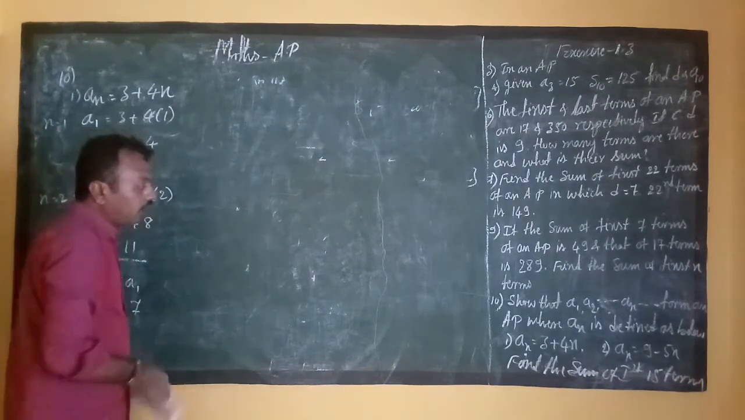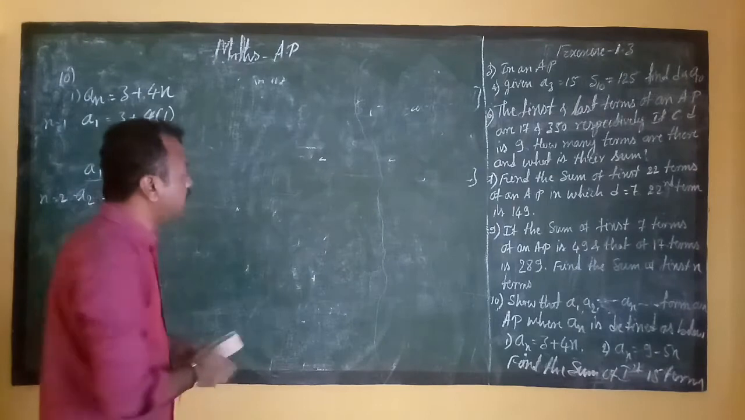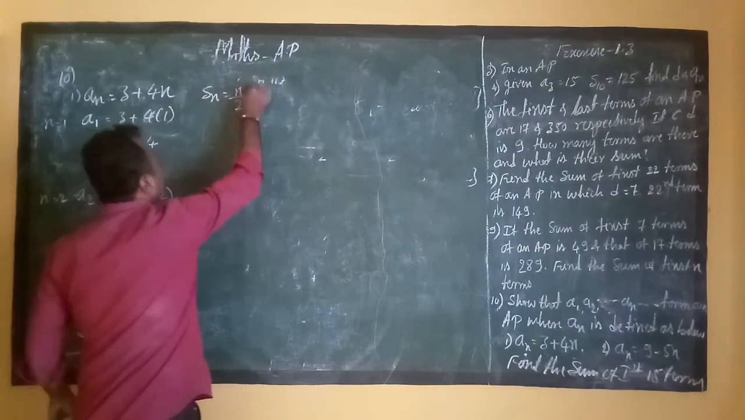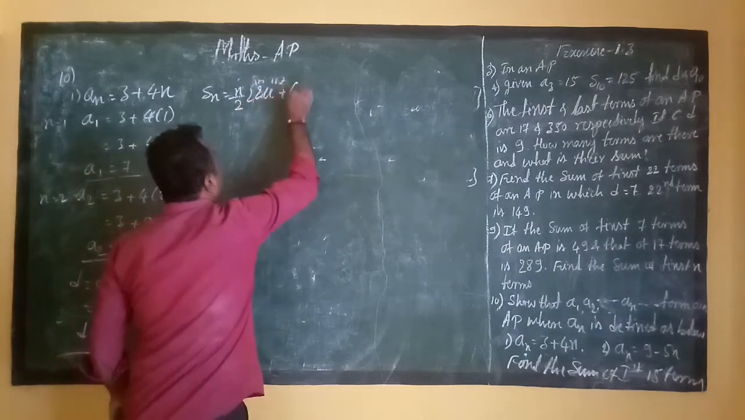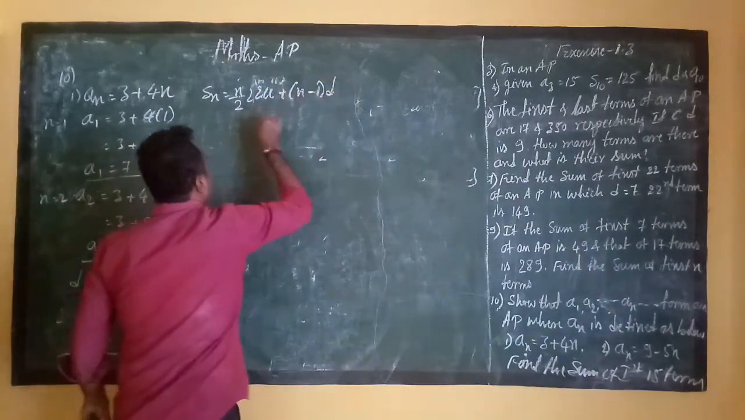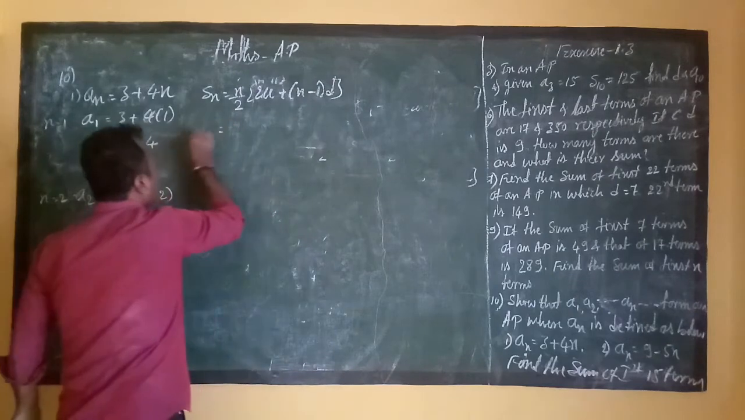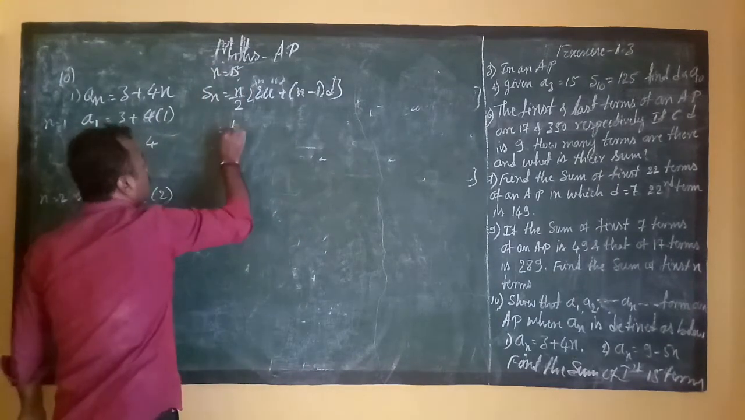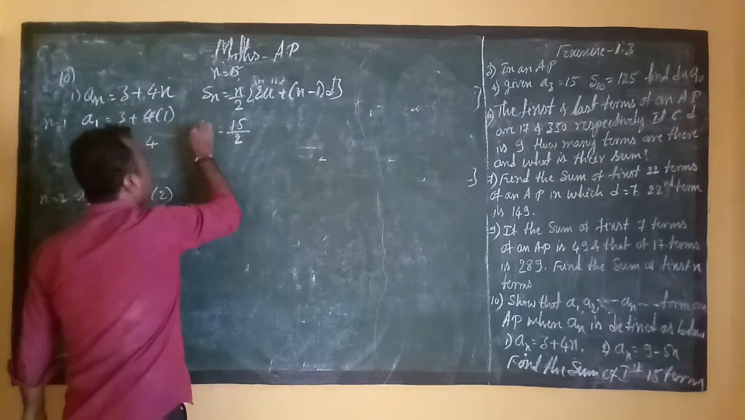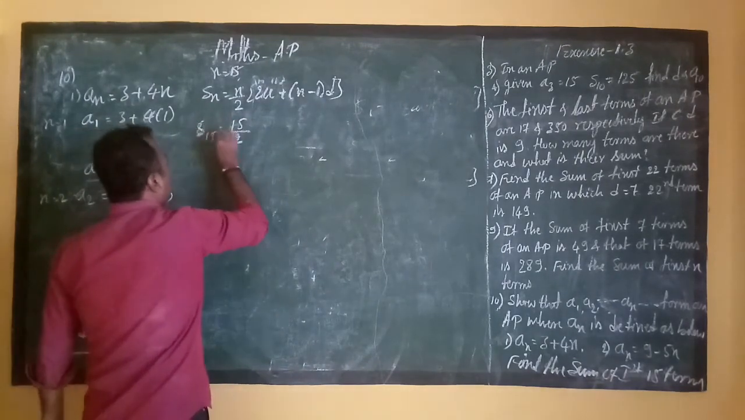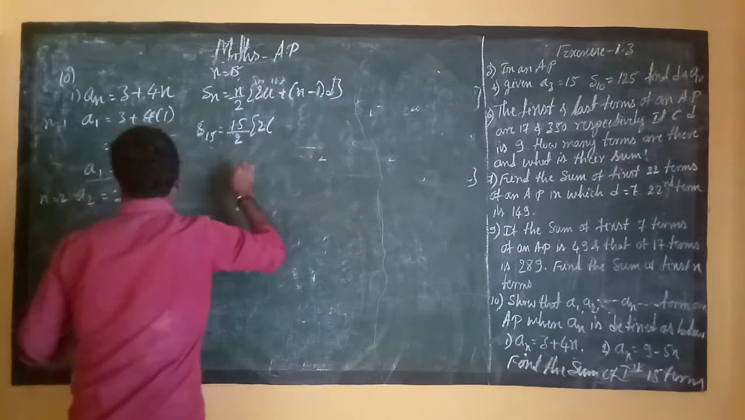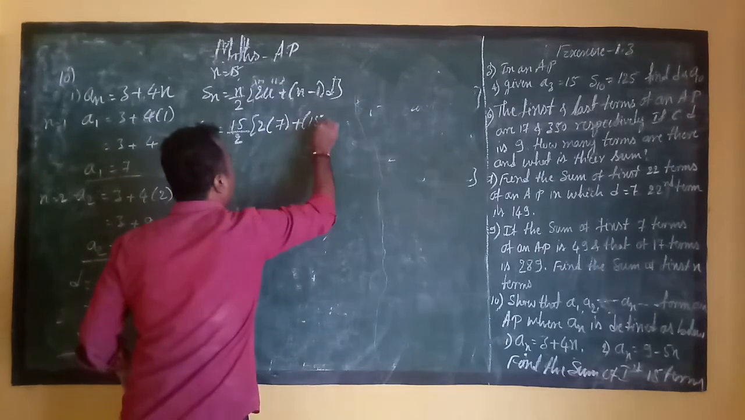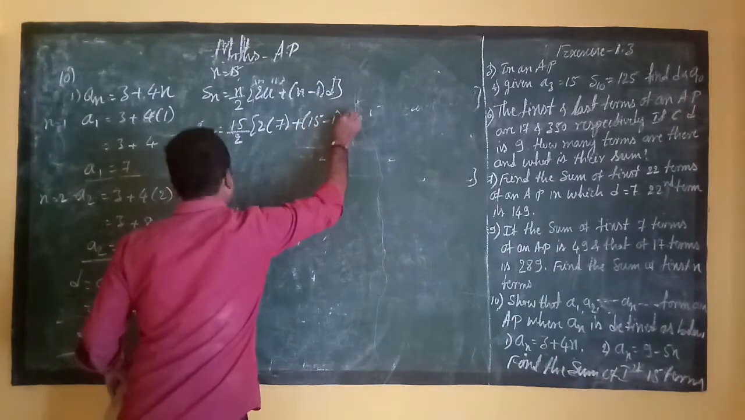Therefore, we have to find the sum of the first 15 terms. That means Sn is equal to n by 2 into 2a plus n minus 1 into D. Yes. Now, n is equal to what? 15. Here n is equal to 15. So S15 is equal to 15 by 2 into 2 into A, first term 7, plus 15 minus 1, D value is 4.